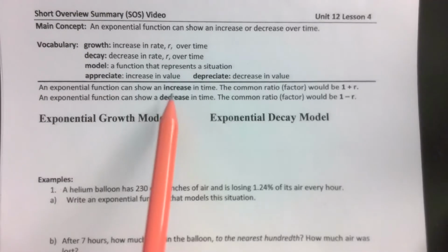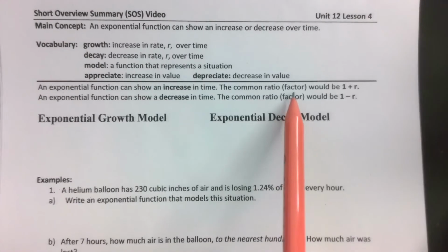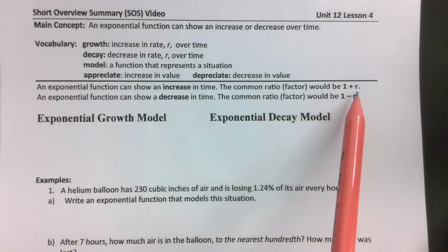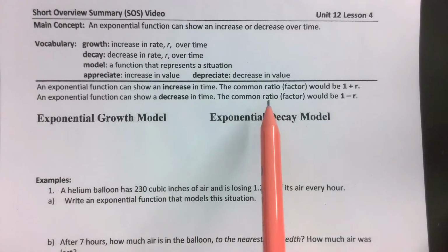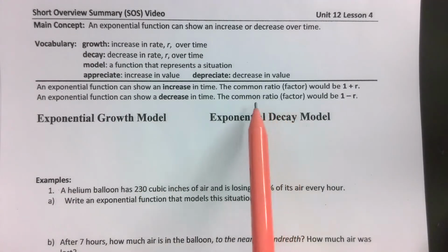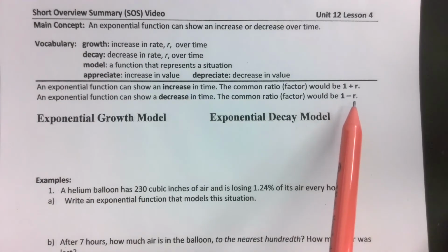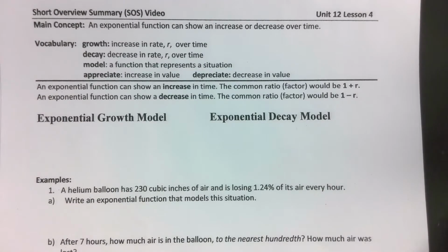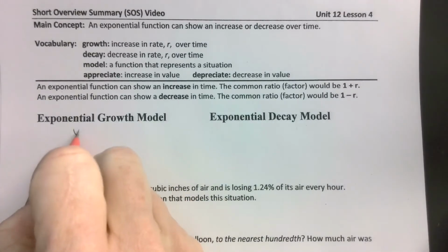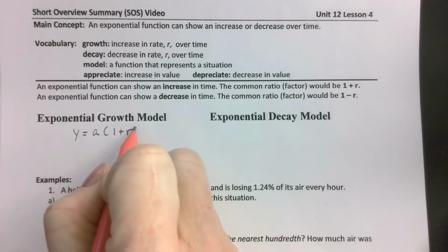Exponential functions can show an increase over time, where the common ratio or the factor would be 1 plus the growth rate. R stands for rate. Exponential functions can show a decrease over time when the common ratio, or decay factor, would be 1 minus the rate. We can represent exponential growth models using the formula y equals a times 1 plus r to the t.